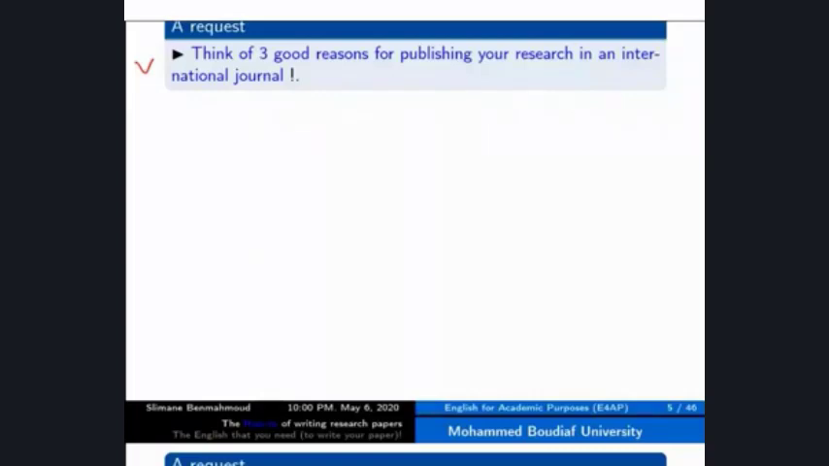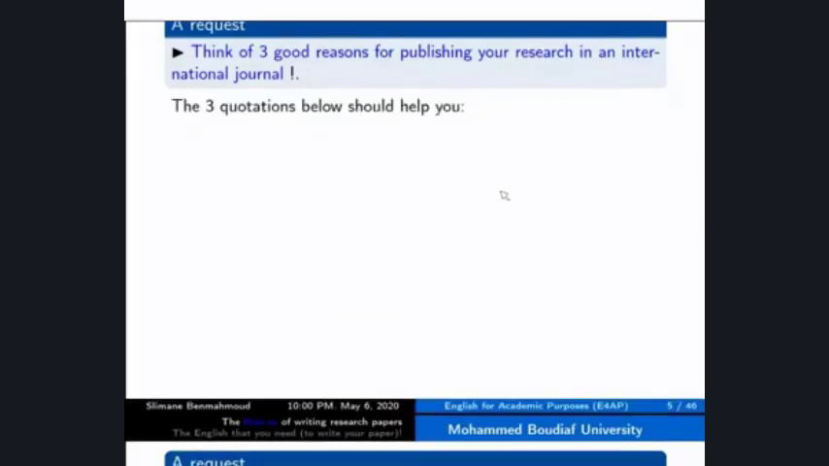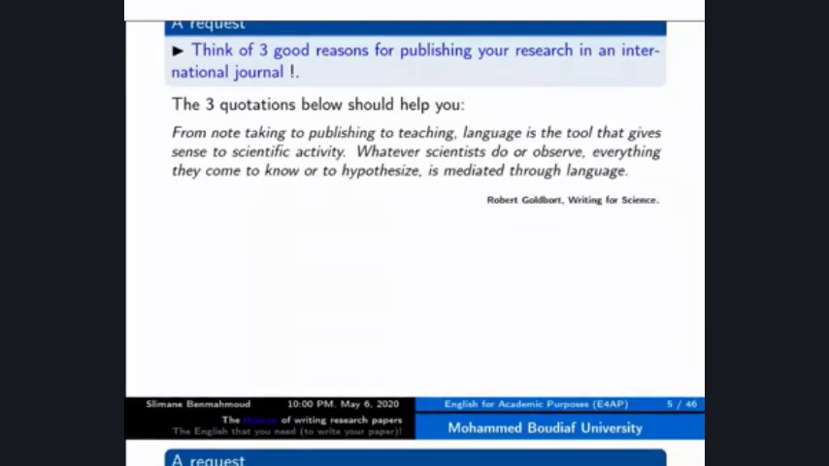Think of three good reasons for publishing your research in a national journal. I'm going to give you three quotations. These quotations are going to help you to answer this first question. Let's start with the first quotation. Let's read it.